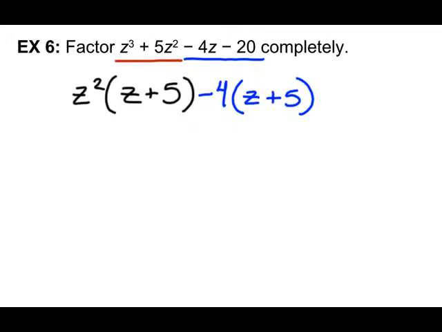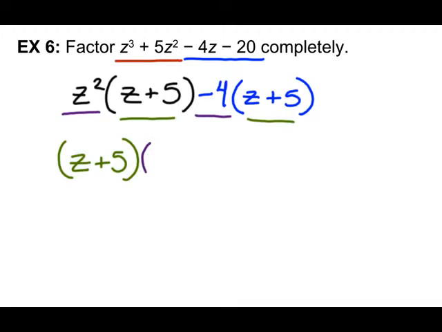Now all we have left to do is regroup. First, I ask myself, what do they have in common? Well, they have a z plus 5 in common. So I write that first. Then I ask myself, what don't they have in common? Well, they have a z squared and a minus 4. So that becomes my second set of parentheses.